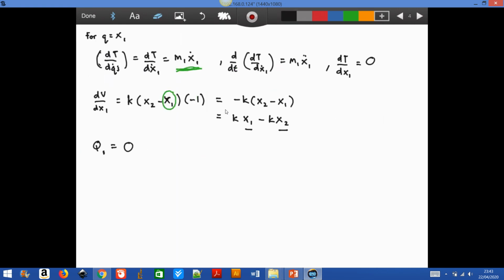Therefore, using Lagrange, we can write the equation for x1 as m1 x double dot 1 minus 0 plus kx1 minus kx2 equals to 0. So, m1 x double dot 1 plus kx1 minus kx2 equals to 0. Okay, that is for x1. So going to proceed with x2.